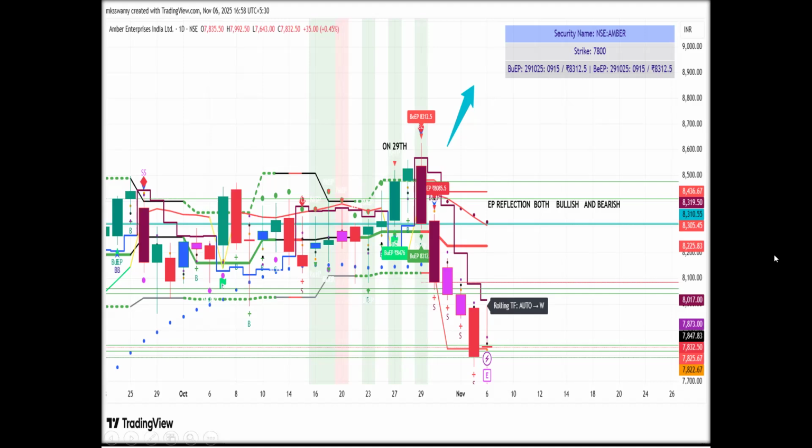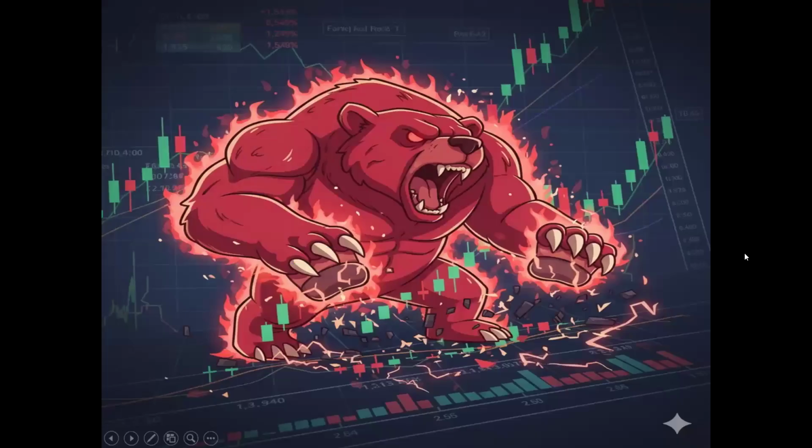In the next example, let us see the bears crushing all the price. Bears have dominated in Amber Enterprises. When the EP reflection showed, the bears dominated and the price plummeted.